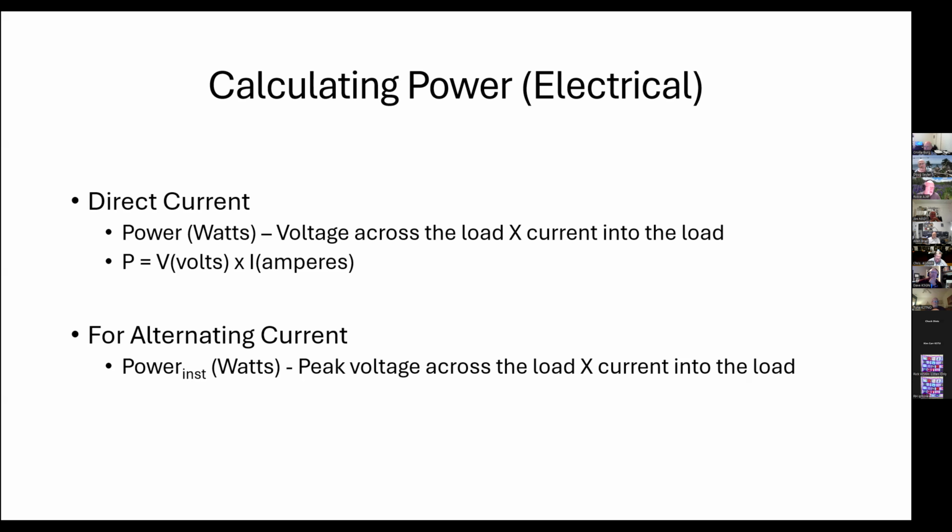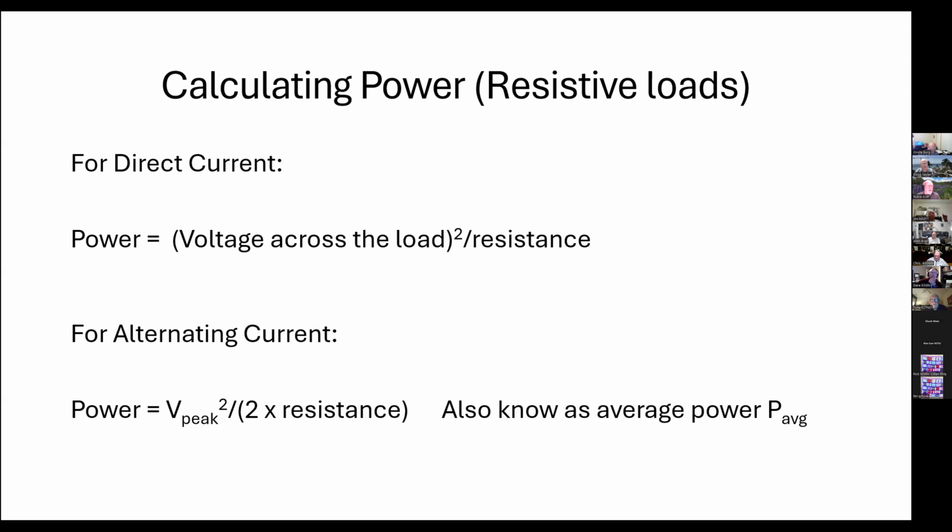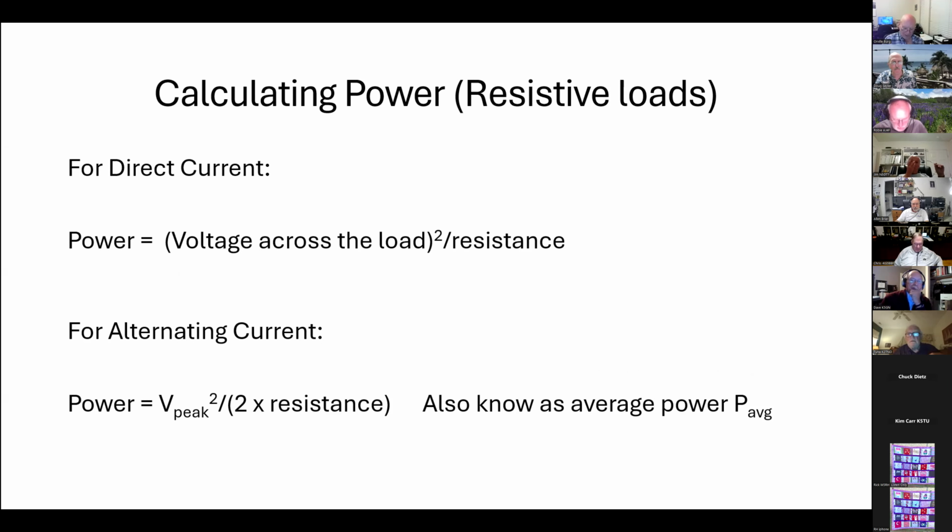But alternating current is a little bit more difficult to understand and handle. So the short method, since in our world we typically don't measure RF current, let me back up. You can do power with one variable. You don't have to have both voltage and current. If you have resistive loads, you can just use voltage and the resistance of the load to calculate power. For direct current, you calculate power by squaring the voltage across the load and dividing it by its resistance. For alternating current, it's a little bit different.